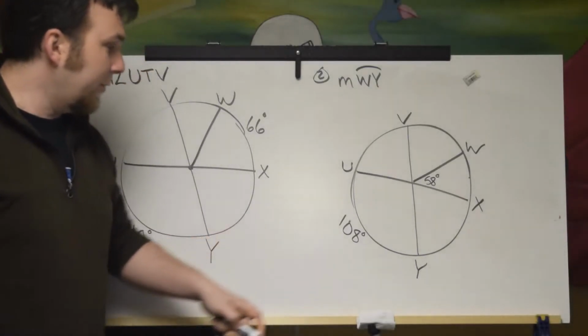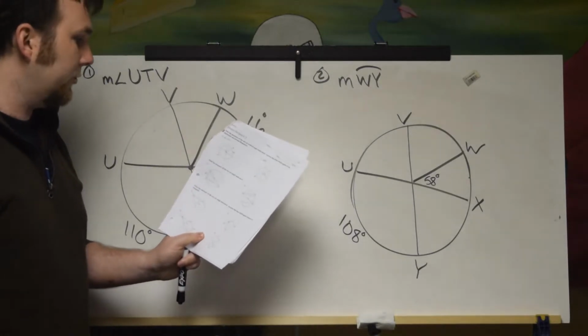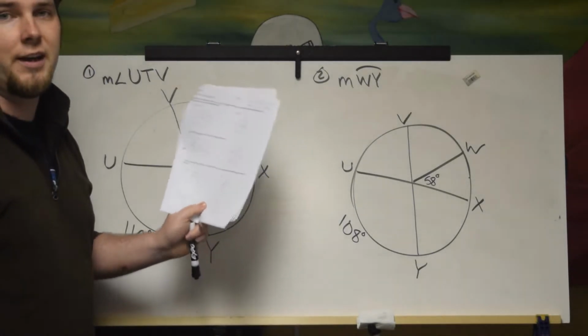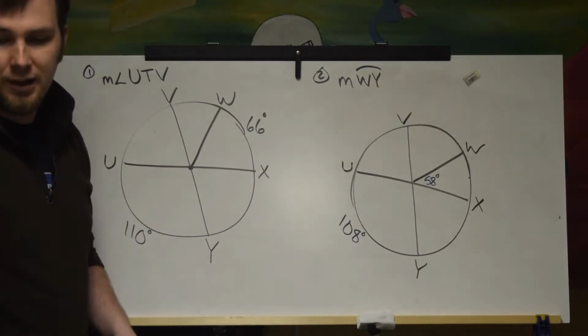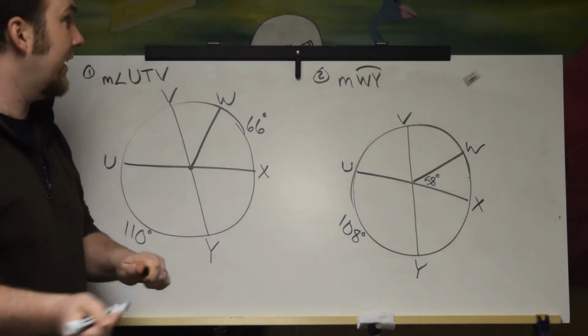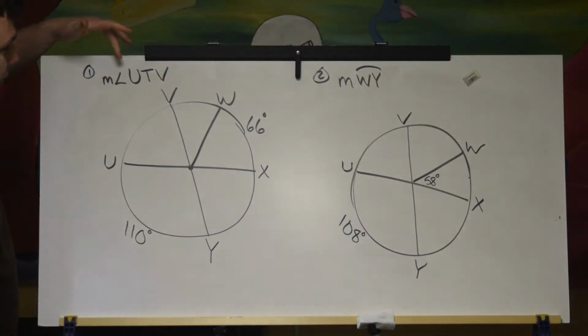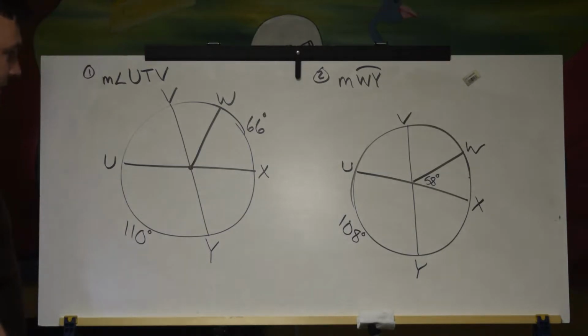Hey guys, I'm going to be working through this review for Quiz C2. It got posted on Google Classroom yesterday, and it's also in the packet you picked up what feels like a month ago, but it was really just a week and a half ago. Alright, number one, they want the measure of angle UTV.